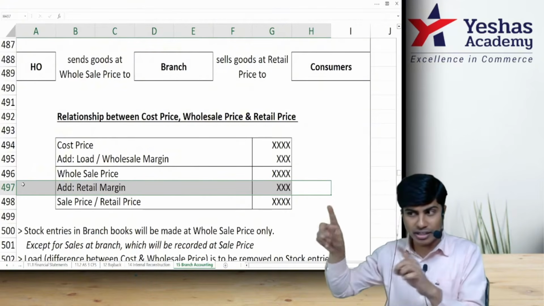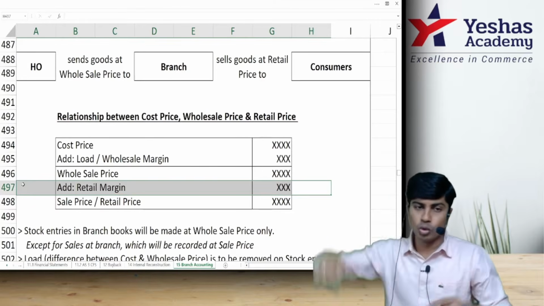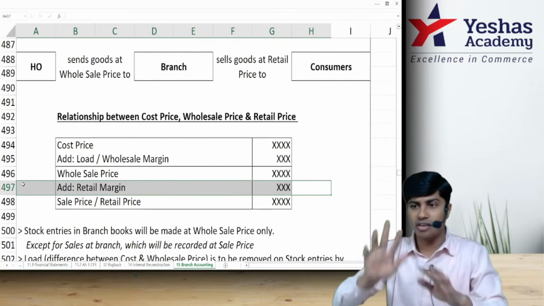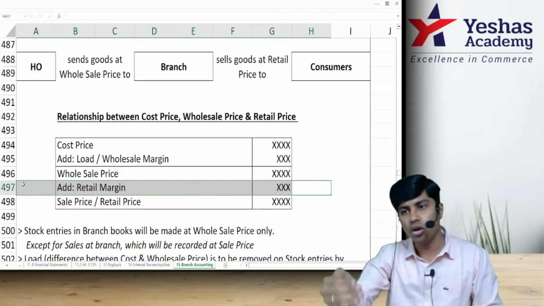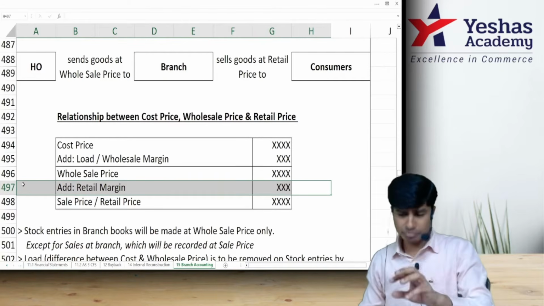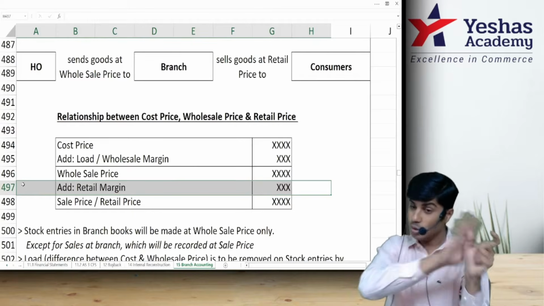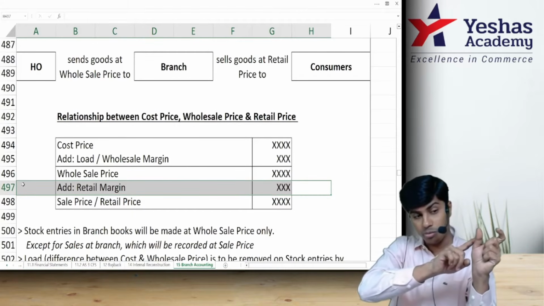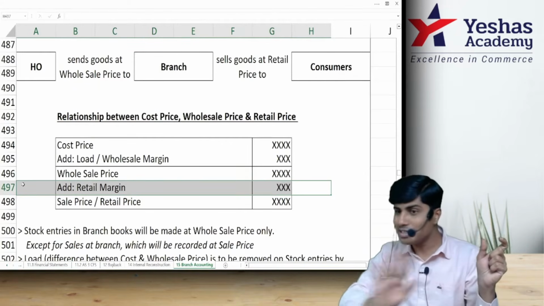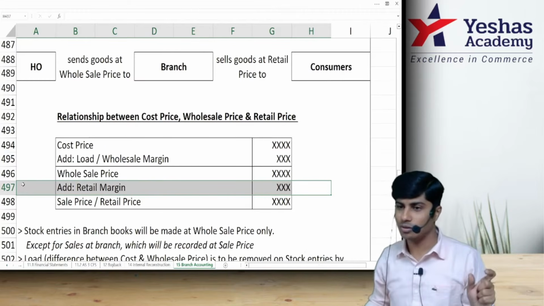Unlike the debtor, stock debtor, final account system, where we remove load on opening, GSP, closing, everything, here we remove load only on closing. Closing stock is there in the branch account on the credit side at wholesale price. On that, load will be removed on the debit side, not in the branch account but in the head office P&L account. Why?